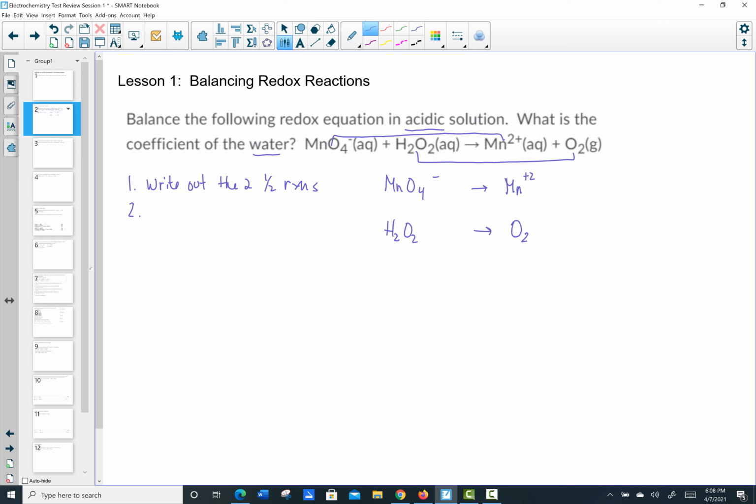The next step would have us balance all elements that are not hydrogens and oxygens. Let me write that out in case you're taking notes with me. Balance all elements that are not hydrogen or oxygen. And in this case, there are none. Manganese on the left side is balanced on the right side, with both of them having a coefficient of 1. The next step, and as a third step in our acidic solution, is to balance the oxygens by adding waters.